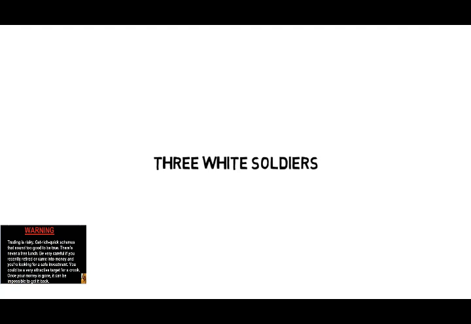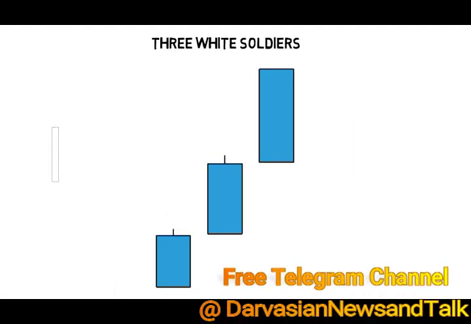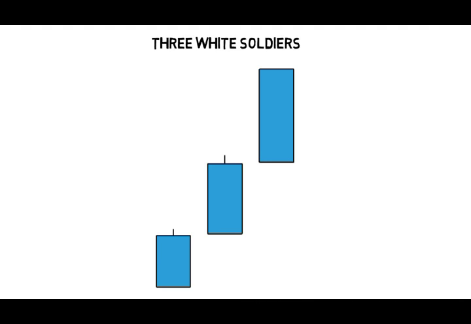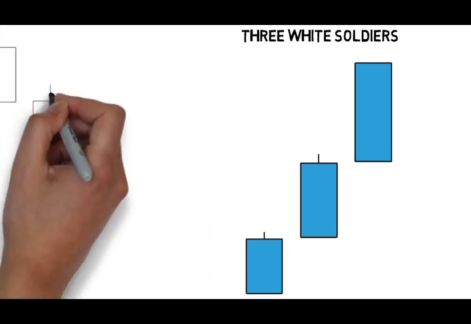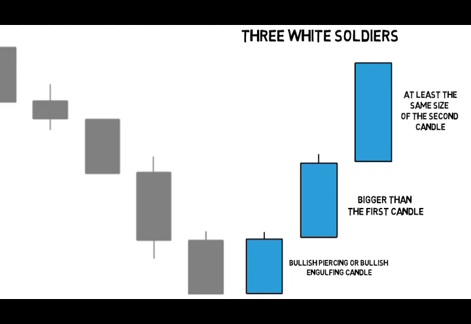Three white soldiers is a 3 candlestick bullish reversal signal. All 3 candlesticks have large real bodies and have very small or non-existent shadows. The first candlestick is usually a bullish piercing or bullish engulfing candle. The second candle should be bigger than the first, and the third candle should be at least the same size as the second candle.